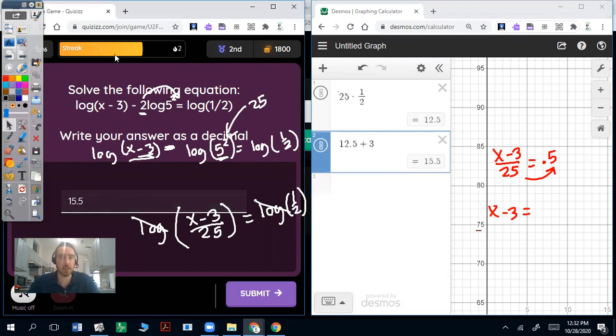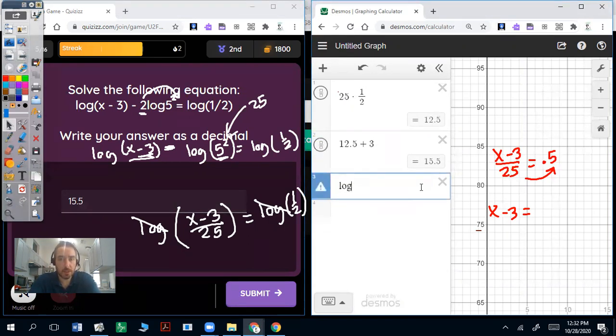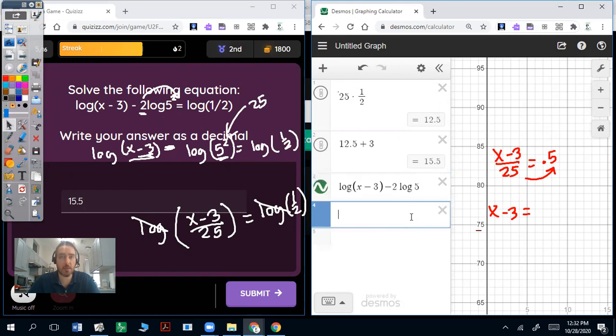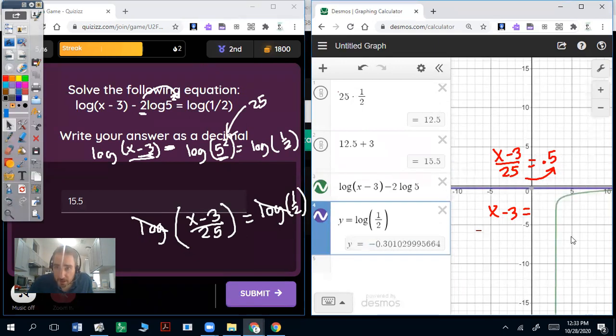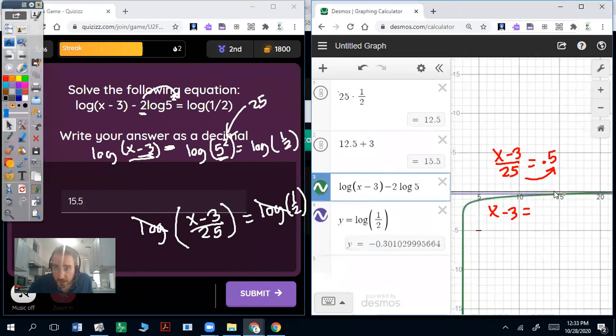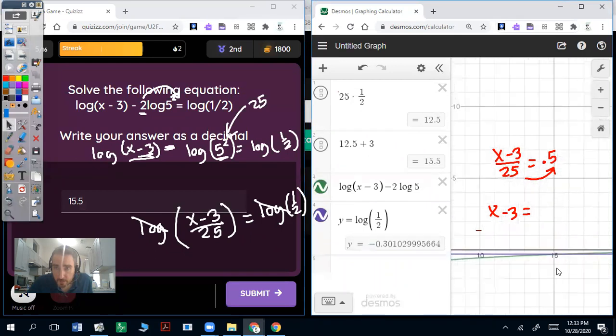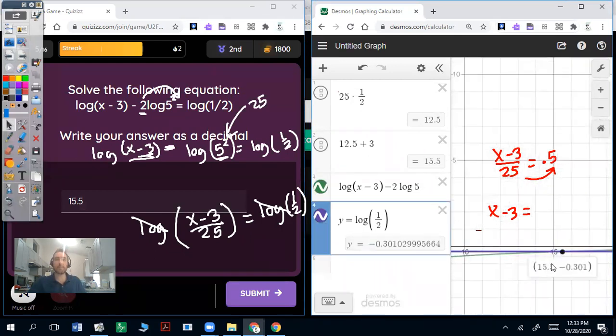And you might be asking yourself, do I want to do this using a graph? Why not? So we could do log, parentheses, x minus 3 minus 2 log, well, I'll just put the 5 since there's no parentheses, doesn't matter. You could say log, parentheses, 1 divided by 2. Now over here, you're going to want to say y equals. And I'm going to go back, hit the home button here, and let's see if I can find them intersecting at 15.5. And it sure does. 15.5 is your answer.